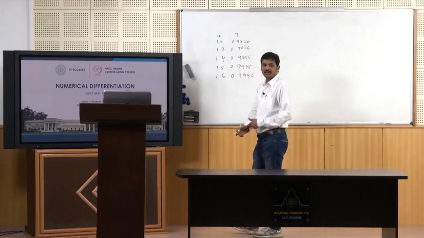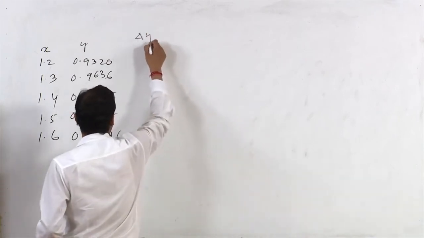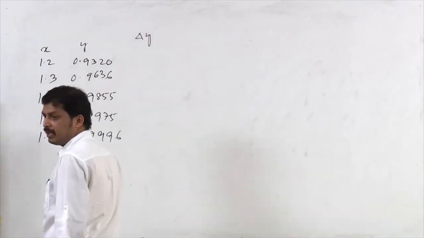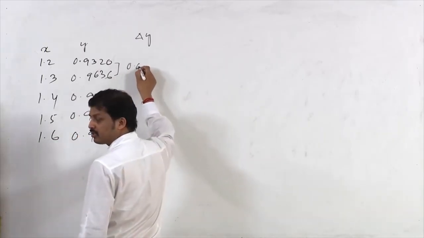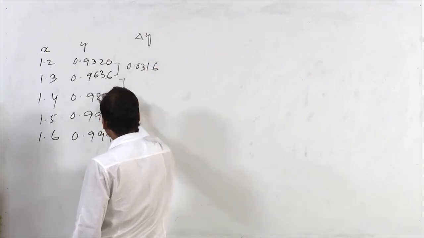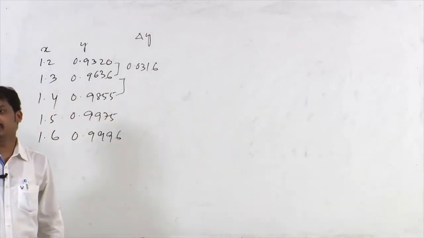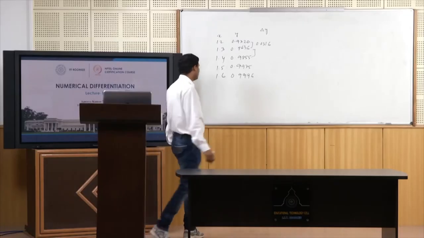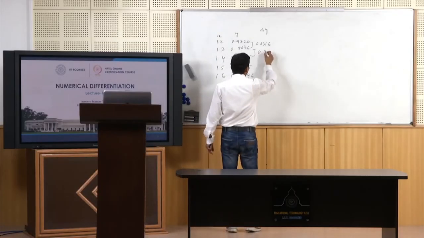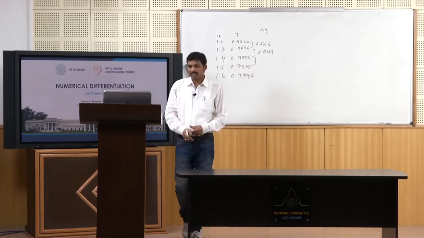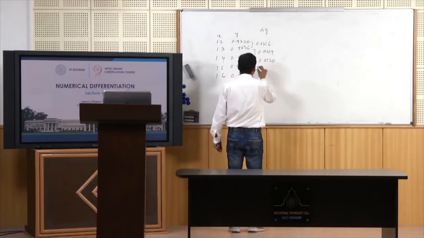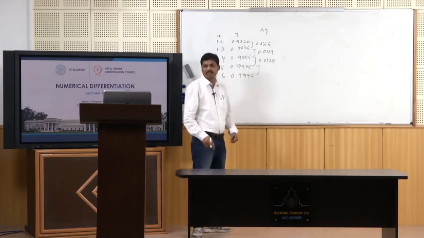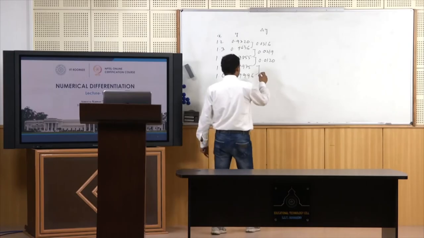And the corresponding values for the forward difference table can be given as the differences of these values. The first difference is 0.0316 here. If we take the difference of the next two, the value is 0.0219. Taking the difference of the next two gives 0.0120. Taking the difference of the last two gives 0.0021.